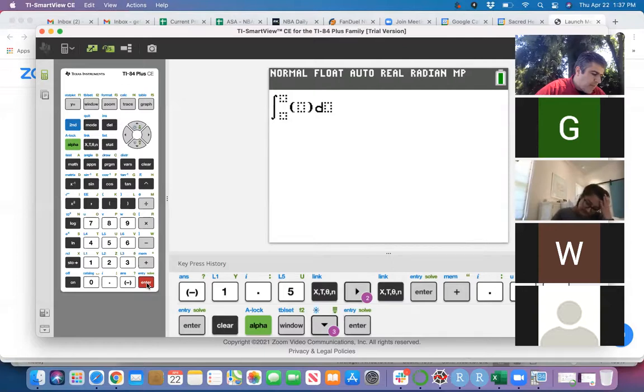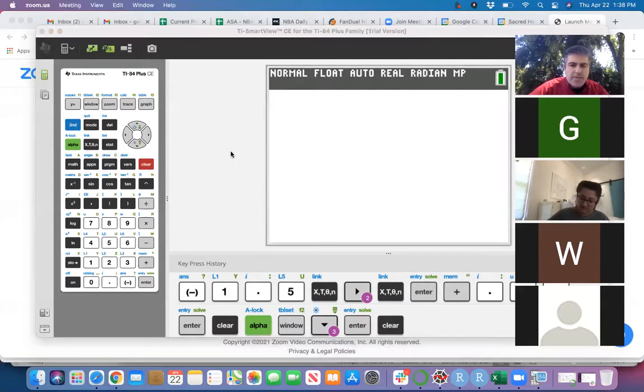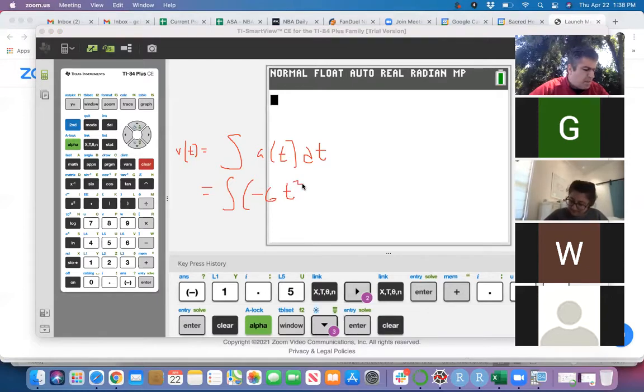Hold on a sec here. Actually, I'll need to work this out. So we're going to do simply the antiderivative of acceleration first, just as an indefinite integral. So you're taking the antiderivative of negative 6t squared minus t dt.